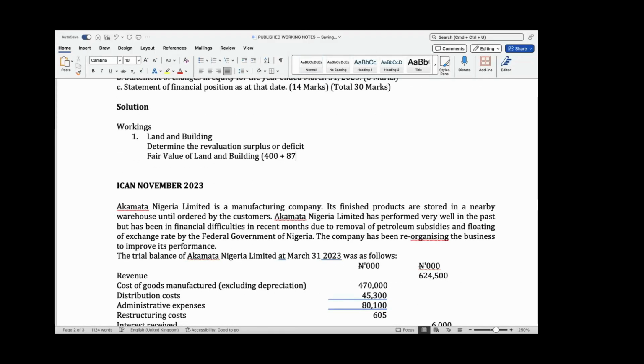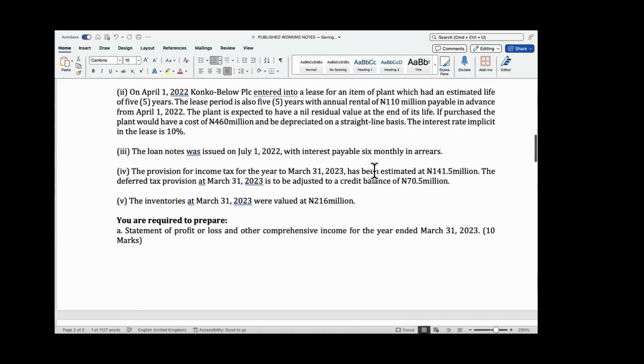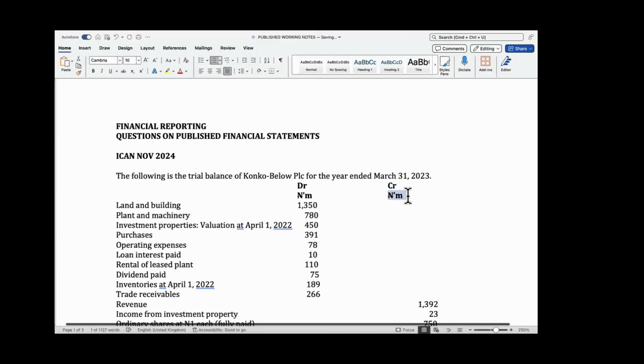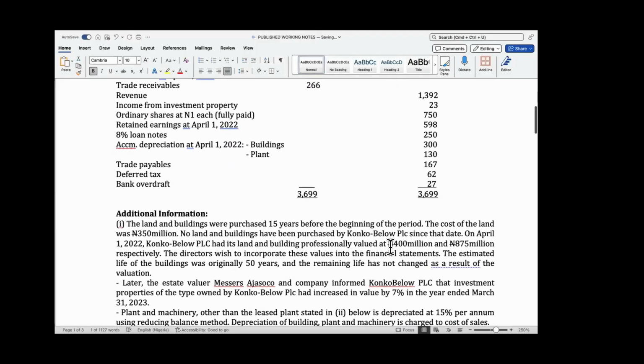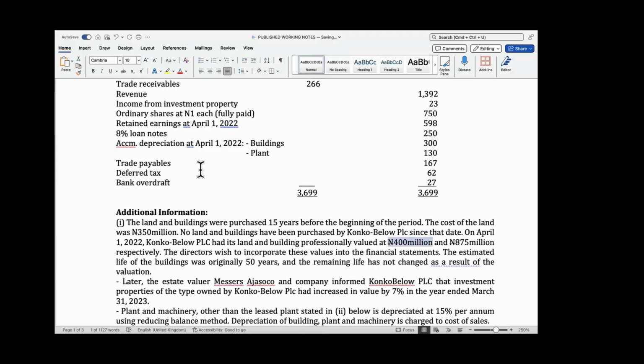400 plus 875, that's 1275. Correct. Okay, and please don't forget to put this in millions. It's very, very important. Otherwise, this figure is wrong. We just write it like this, except if you want to write it in full, which is not advisable. If you just put this without the unit, you're wrong. And how did I know it's million? It's because of the way the trial balance is presented in millions. Even the additional information is in millions. So that guides me.